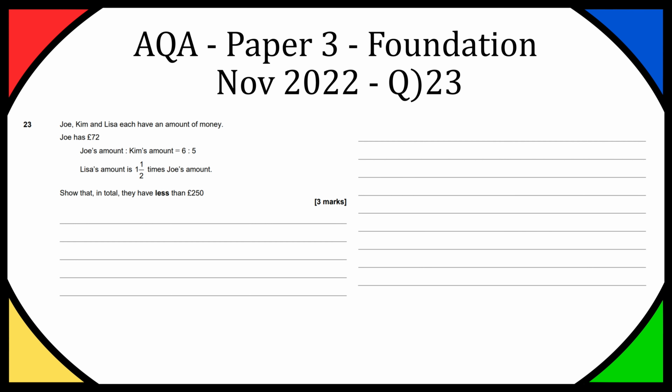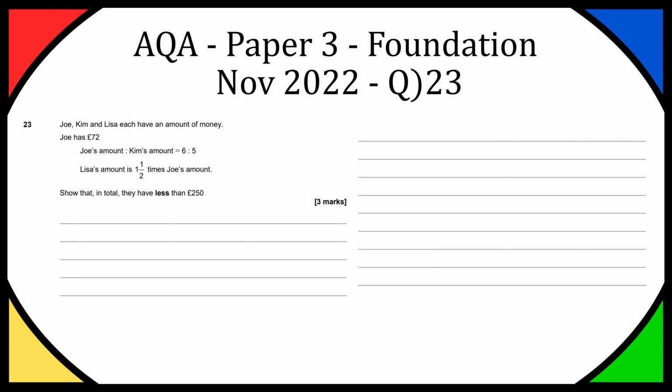So we've got question 23 here from the past paper linked down below. Question 23 says Joe, Kim and Lisa each have an amount of money. Joe has £72. Joe's amount to Kim's amount is 6:5 as a ratio. Lisa's amount is 1.5 times Joe's amount, and it says show that in total they have less than £250. It's a 3-mark question.